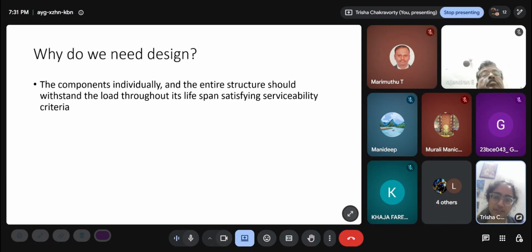Now each of the terms we will see in this definition. The components individually means every beam, every column, every floor slab, every foundation, every pile, whatever we have, all of those individually should withstand whatever load I'm expecting on it. And the entire structure also has some modes of failure, without any particular component failing. If one column fails in compression, that is a failure. There can also be some broad failure modes, like the structure undergoing torsion. So the entire structure as well as all the components individually must withstand the load, and this load comes from the codes, throughout its lifespan.